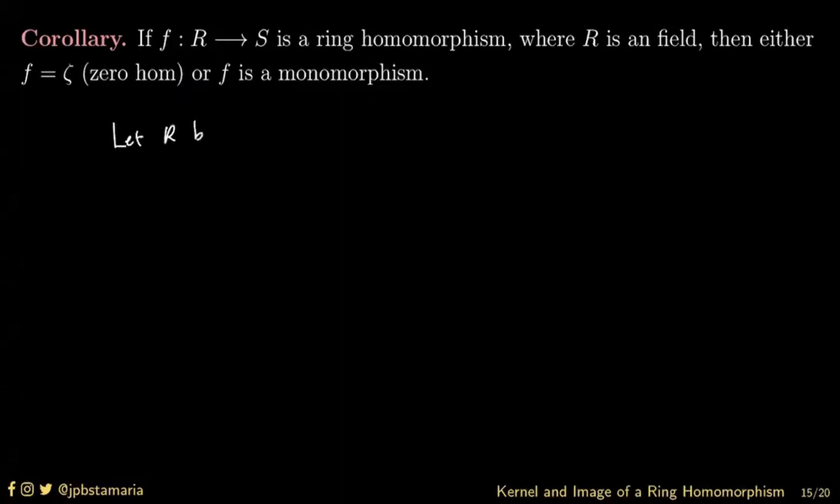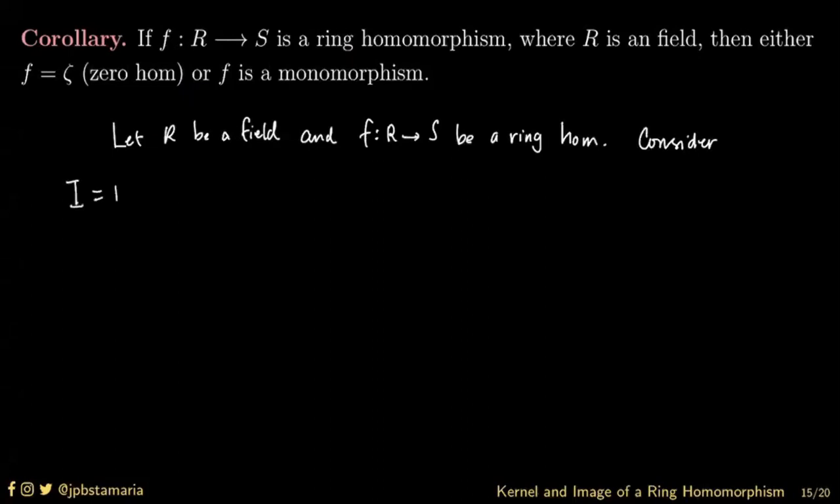So let R be a field and F be a ring homomorphism. I want you to consider the kernel of F, which is an ideal of R. We have proven this many lessons ago, no? When we were talking about ideals and everything.